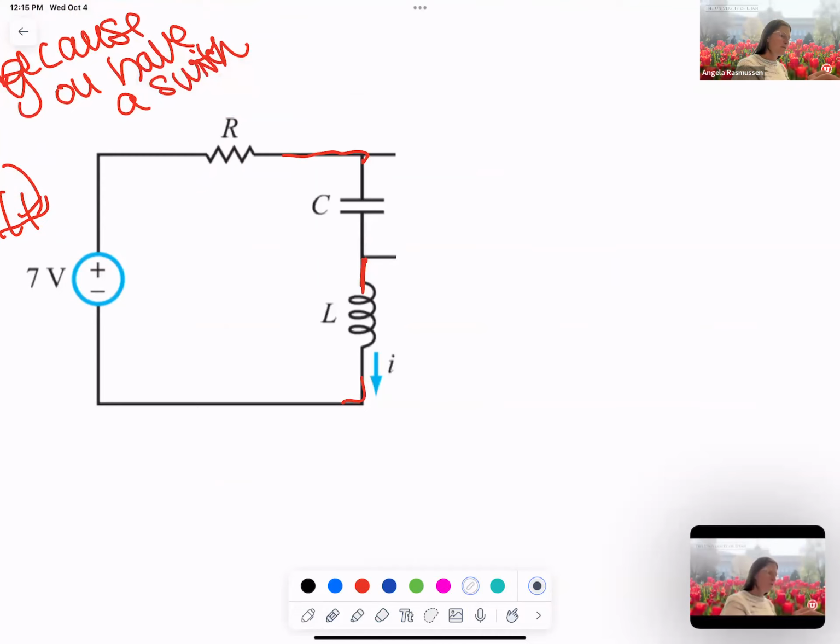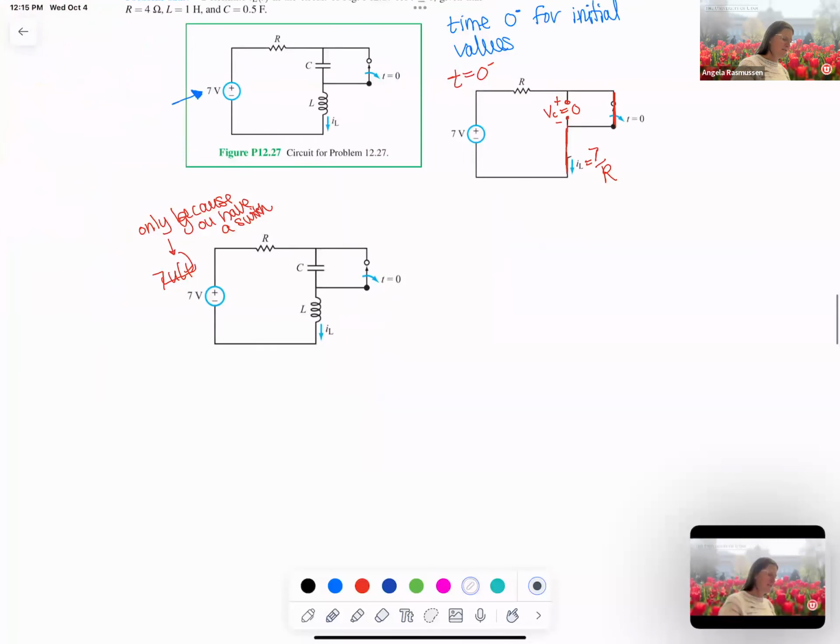Oh, shoot. Good and bad about cut and paste.